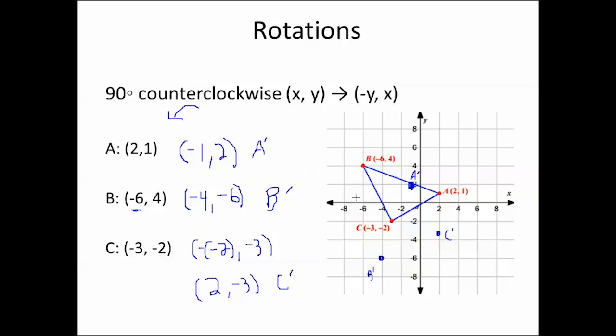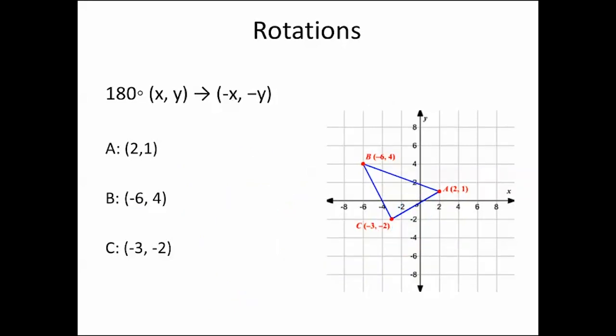So again, we can plot our line segments, connecting them, and we see again A prime, B prime, C prime is congruent, but in a different orientation because we have done that 90-degree counterclockwise rotation. The final rule for rotations that we are going to have you remember is 180 degrees.